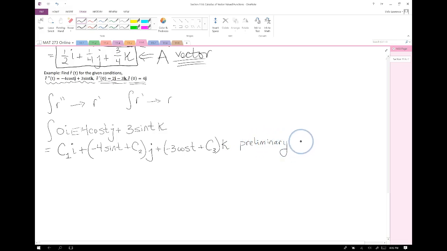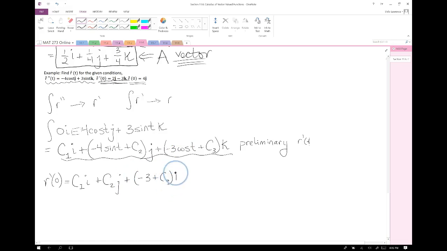But there are a bunch of arbitrary constants in here. So if I assume that this is my R prime, I know that R prime of 0 should come out as 2i minus 3k. So we're going to plug 0 into our antiderivative. That's plugging 0 in for the t's. When we do that, we get c1i. Sine of 0 is 0, so we also just have c2j. Cosine of 0 is 1, so we've got negative 3 plus c3k.